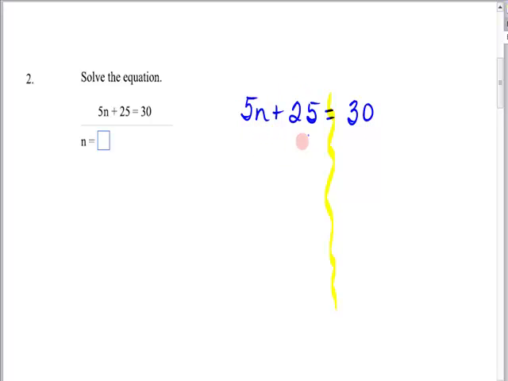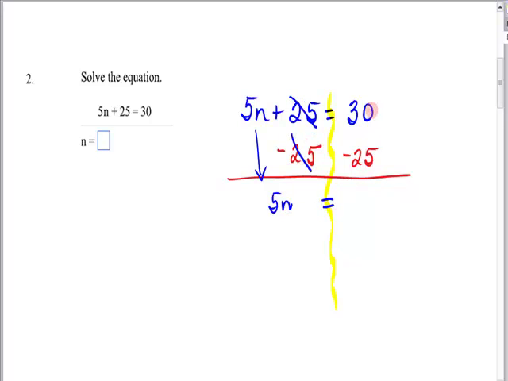This side is going to tell us what to do. If there is a constant, you get rid of it next. All right, there's a plus 25, which means I will subtract 25. And if I do it to the left, I do it to the right. There's my shortcut notation. That means bring down the 5n, the 25s cancel, equals 30 minus 25 gives me 5.